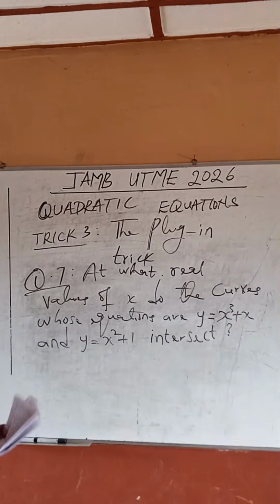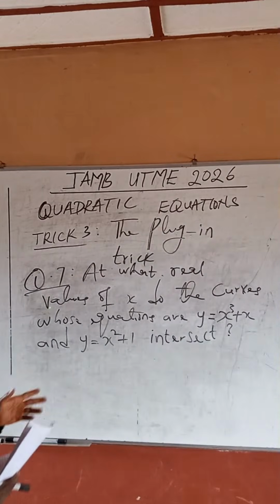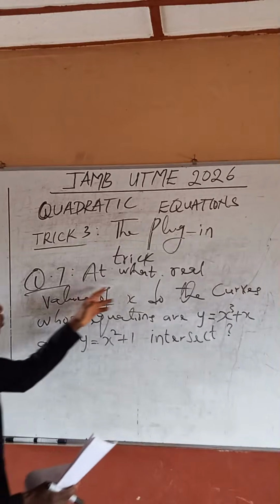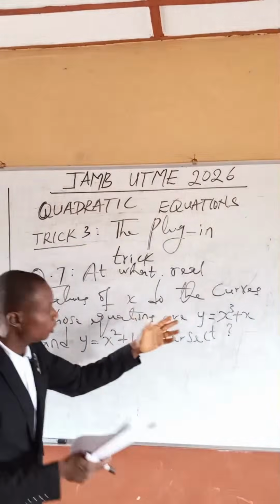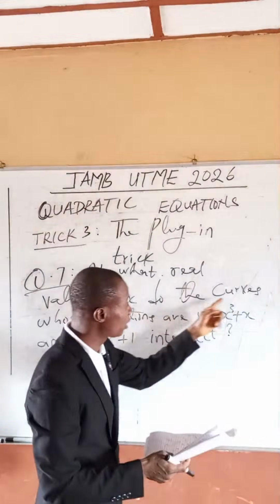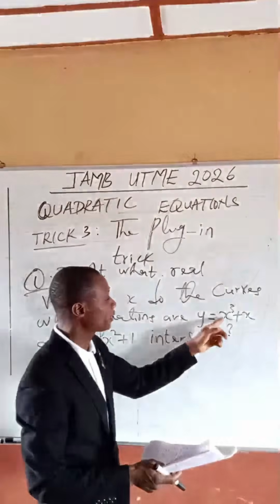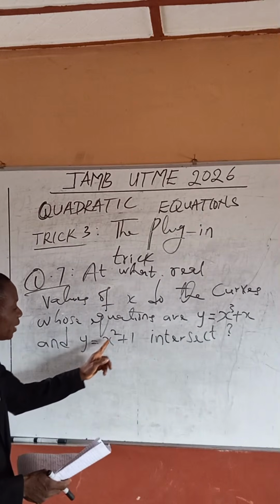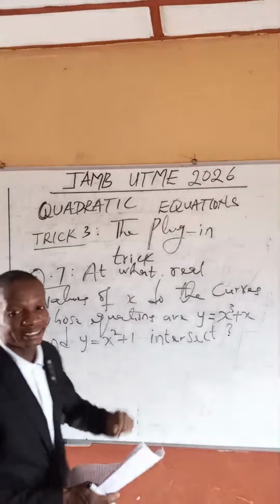Yes, we are going to use the plugin method to solve this. The plugin method is what we are going to use to solve this particular one too. We are asked here: at what values of x do the curves whose equations are y equals x raised to power 3 plus x and y equals x squared plus 1 intersect? So at what values do these intersect?